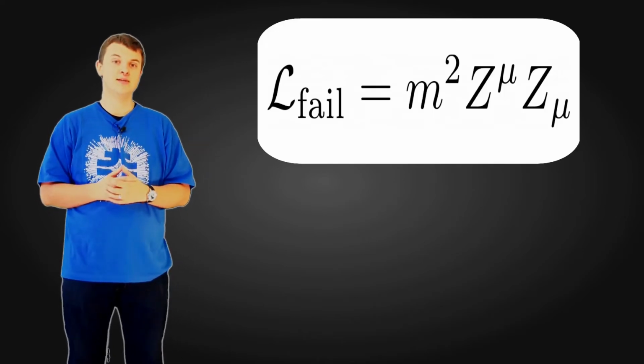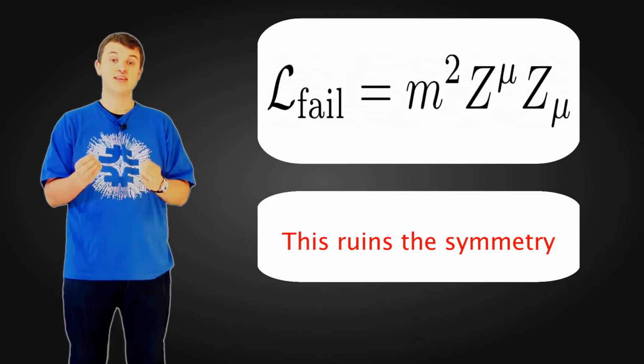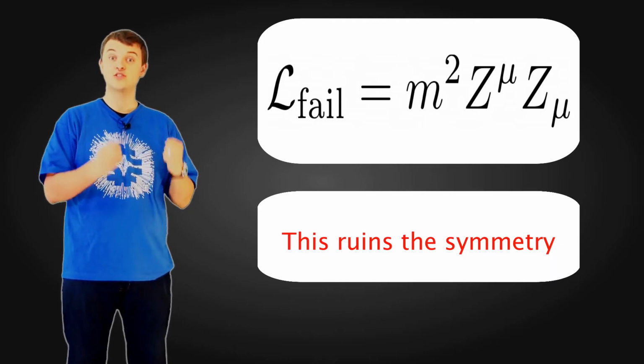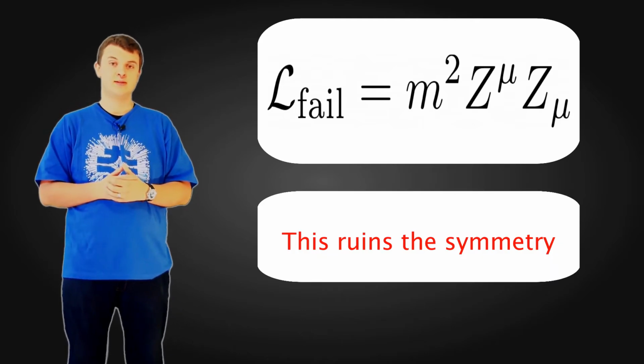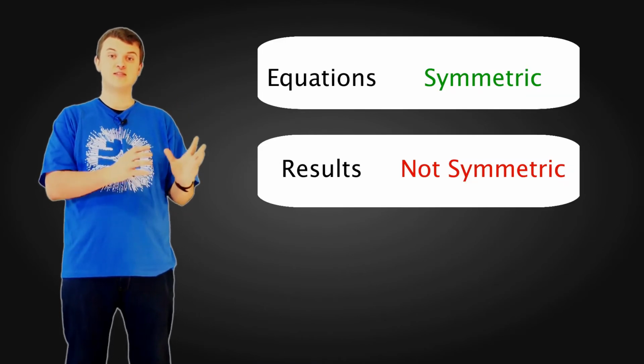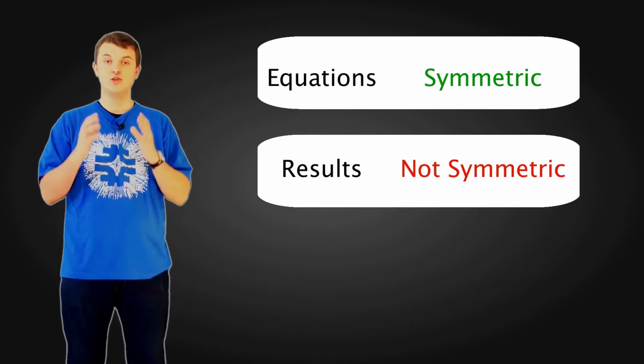Now, you may say, why is this a problem? Why can't we just add a mass to our Lagrangian? But the problem here is that would break the symmetry that we've worked so hard to keep. Now, what we need is a way for our equations to remain symmetric, but for results that are not symmetric.